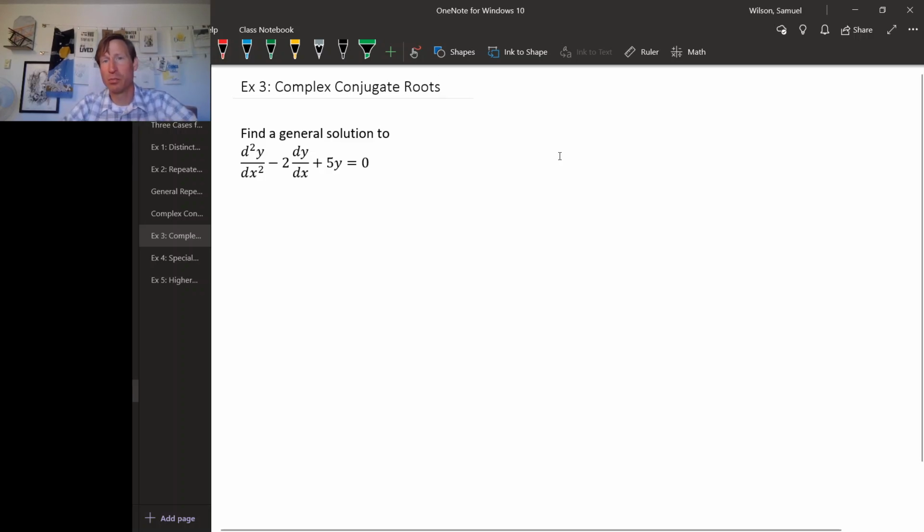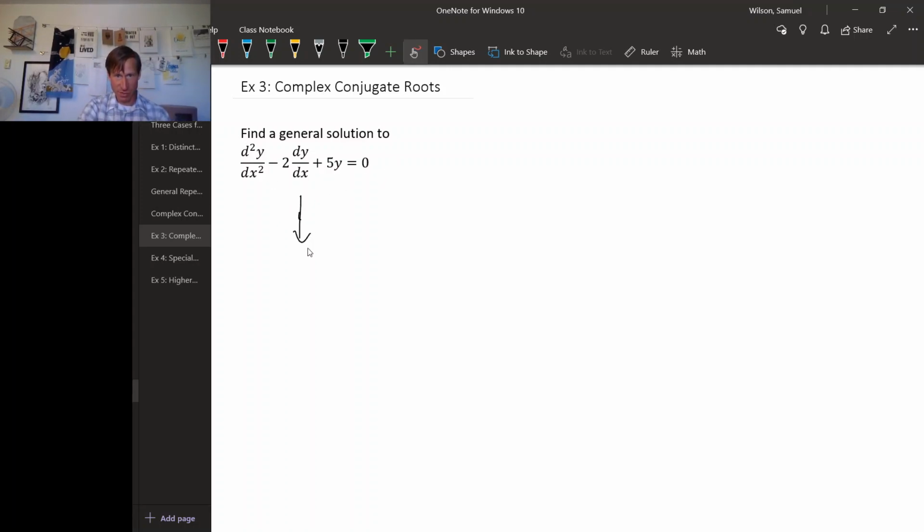Now that we know how to interpret complex exponentials, let's actually solve a differential equation where the characteristic equation has complex conjugate roots. So here's such a differential equation: the second derivative of y minus 2 times the first derivative of y plus 5y equals 0. We can translate this into a characteristic equation. Remember, the order of the derivative turns into the power of m. So we get m squared minus 2m plus 5 equals 0.